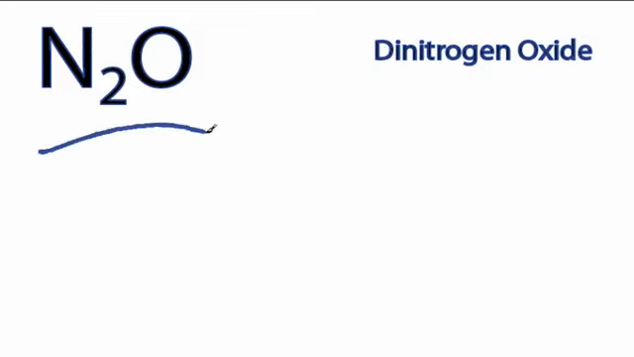Let's do the N2O Lewis structure. N2O has 16 total valence electrons. There's 3 ways we can draw it, and all of them work pretty well. Let's take a look.